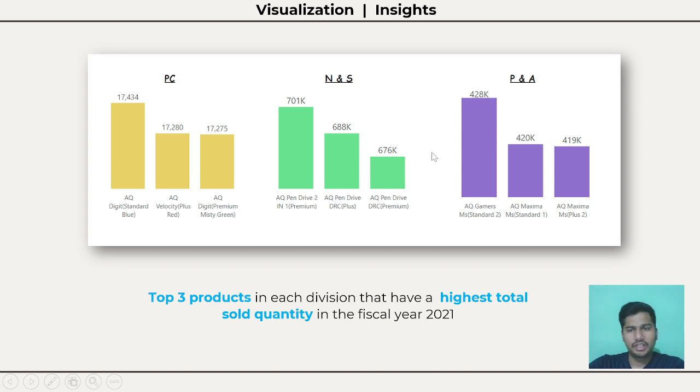So in the visualization, these are the rankings first, second, third of each category. In PC, the product was AQ-Ad, which was having the highest sales. In NLS, AQ-pen-drive 2, and in P&A, AQ-gamers. So these were the top 3 products of each section.